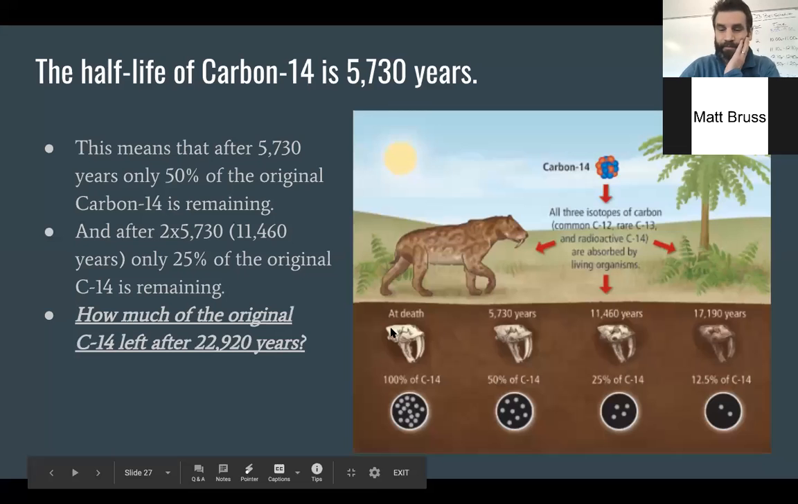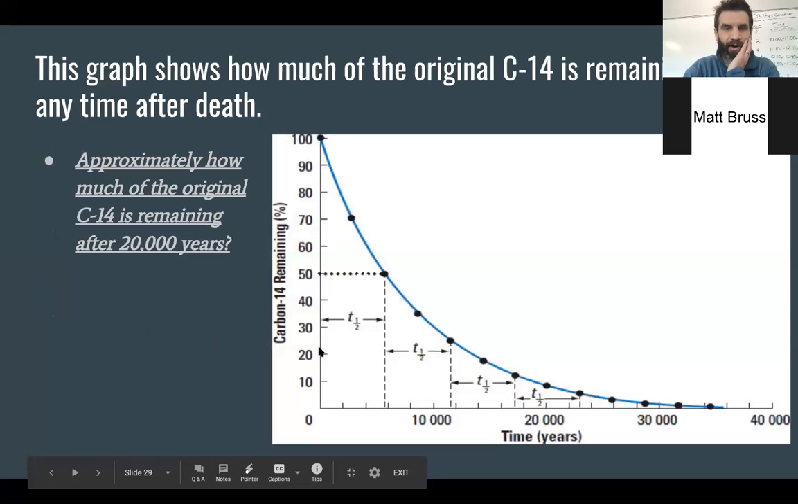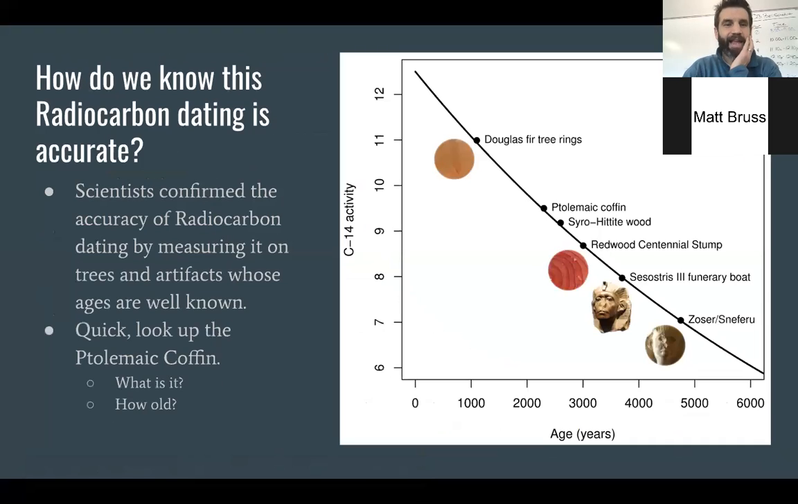And so here we are. Went through our graph here, and here is how you would do that. And this is really creative, and it speaks to how scientists operate. So there's a number of items, these Ptolemaic coffins, this known piece of wood, this funeral boat.